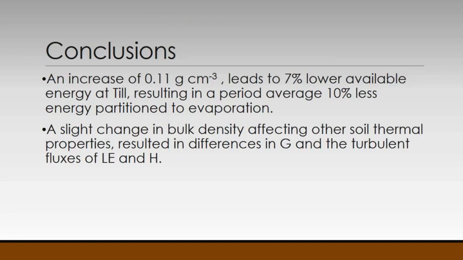In conclusion, we observed that a 0.11 gram per centimeter cubed increase in bulk density led to 7% lower available energy at the till soil site during period 2, and this in turn led to 10% less energy being partitioned to evaporating water at the till soil. And so a slight change in bulk density affecting other soil thermal properties in our soil plot this year resulted in differences in surface energy balance partitioning with time, and also in turbulent latent and sensible heat fluxes.